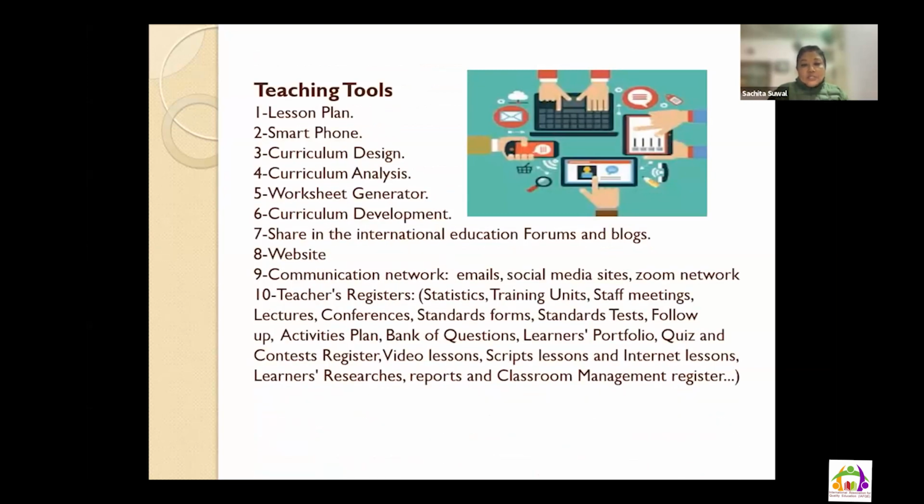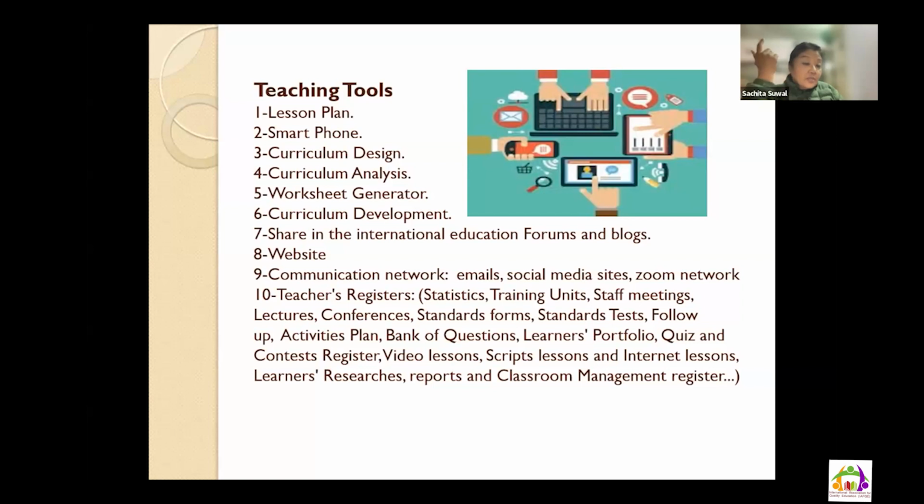Now there are so many teaching tools, we talked about lesson plan. This is another tool that we use for the students. A smartphone, I think everyone has a smartphone. No one wants to carry a phone like a Nokia phone, where you can dial someone, ring someone, and then you pick up the phone.